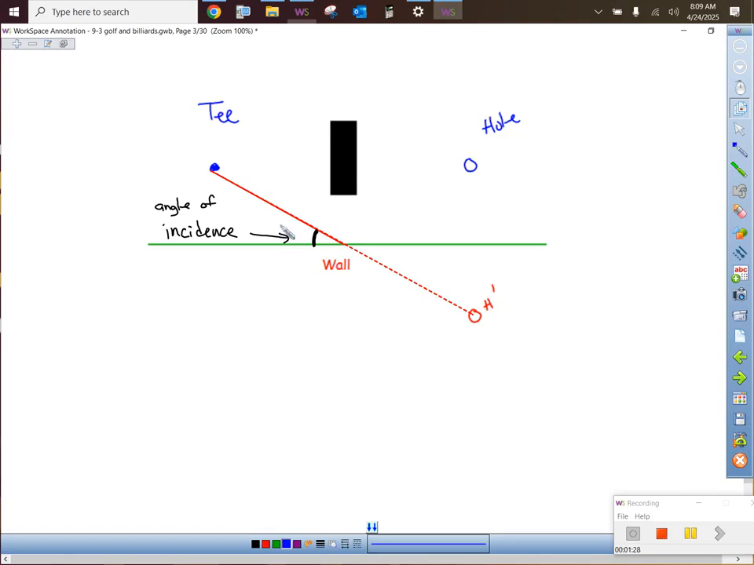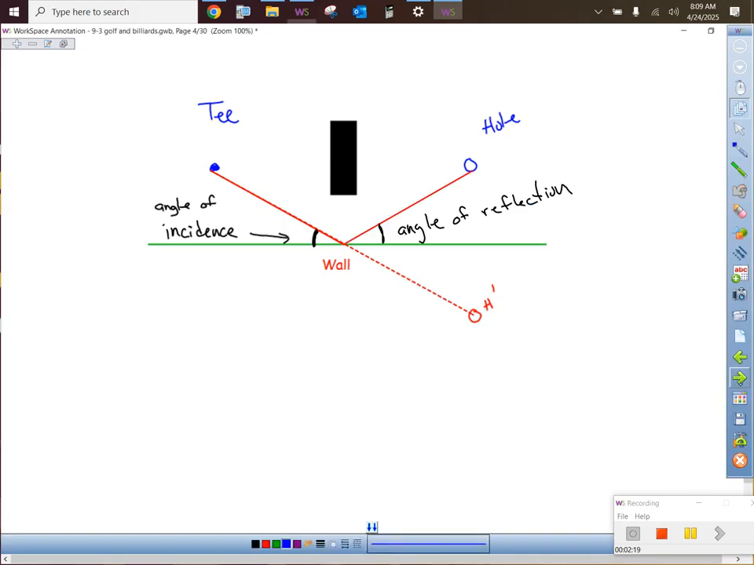But I'm just going to make this up at 30 degrees, right? What if that was 30 degrees? Here's a fact: if the ground is flat and the wall is straight and we don't put any spin on the ball, the angle of incidence, the angle the ball hit the wall at, will also leave the wall at that exact same angle. So if it hits at 30 degrees, it is going to leave at 30 degrees. That is called the angle of reflection.